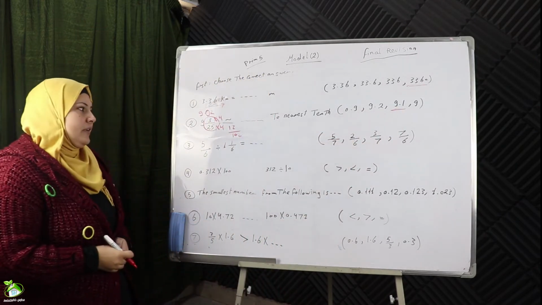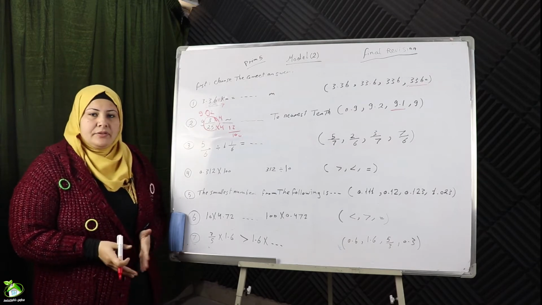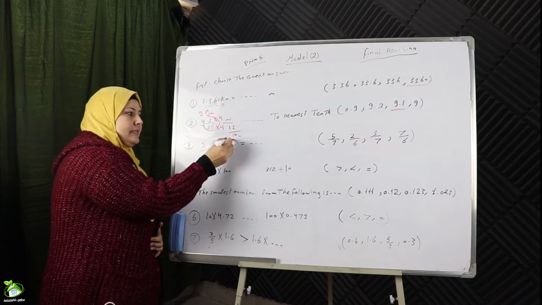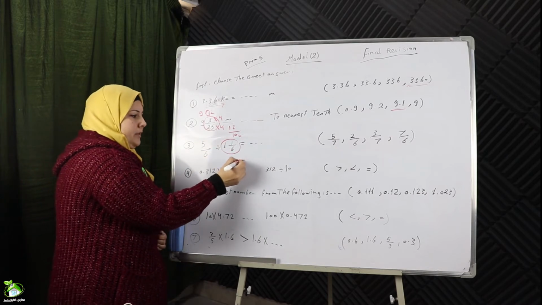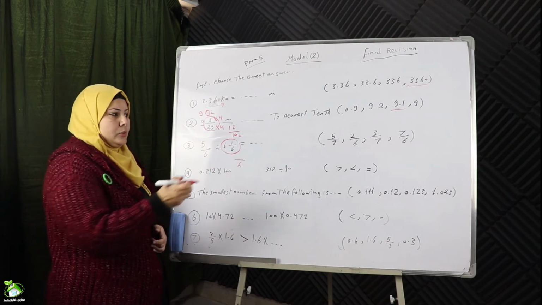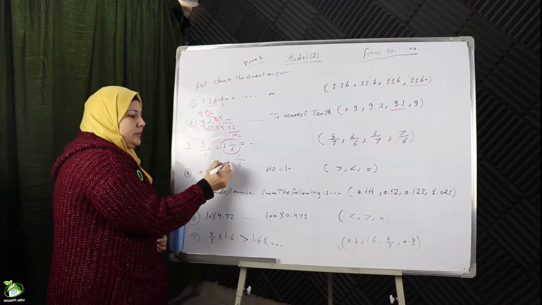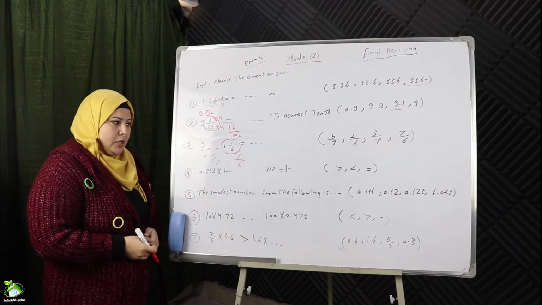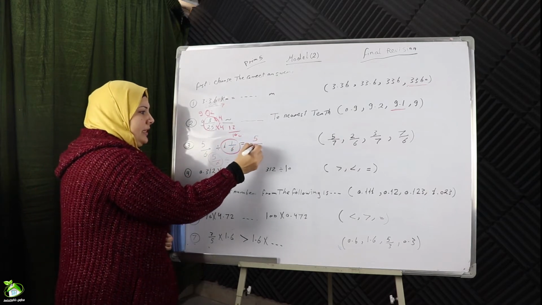Number 3, 5 over 6 divided by 1 and 6. In the first, we should convert this mixed number to an improper fraction. Put the same denominator. 1 times 6 equals 6 plus 1 equals 7. 5 over 6 divided by 7 over 6. Put the first fraction the same, 5 over 6.